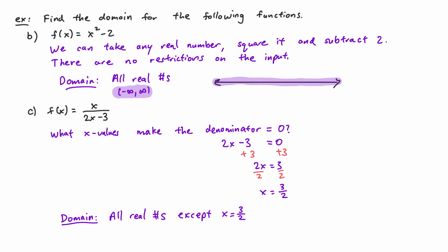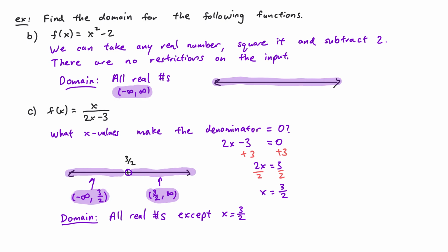Now, if we want to write this in interval notation, we can illustrate our number line. We can place 3 halves on the number line. And since we don't want 3 halves, we'll put an open circle here, but we want everything else, so let's highlight everything to the right and everything to the left of 3 halves. So in interval notation, this portion of the number line would be negative infinity to 3 halves, and this portion of the number line would be 3 halves to infinity. So in interval notation, we're looking at these two intervals.